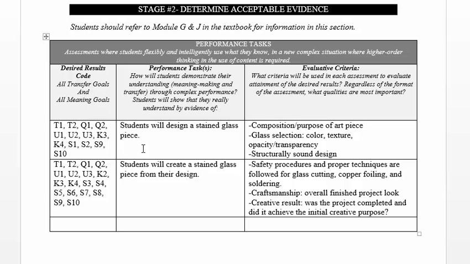To go with each task identified, we need to also list the criteria for that task. Regardless of how the students are assessed, what are we looking for? What's most important? And we also need to tie in our desired results code and list all that apply here.